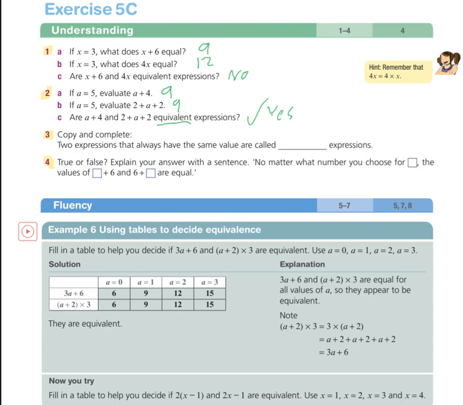True or false? Explain your answer with a sentence. No matter what number you choose for square, the values of square plus 6 and 6 plus square are equal. Yes, and the reason is that's just the way addition works. 4 plus 5 is going to equal the same as 5 plus 4. It doesn't matter the order. Same goes for multiplication. 4 times 5 is the same as 5 times 4.